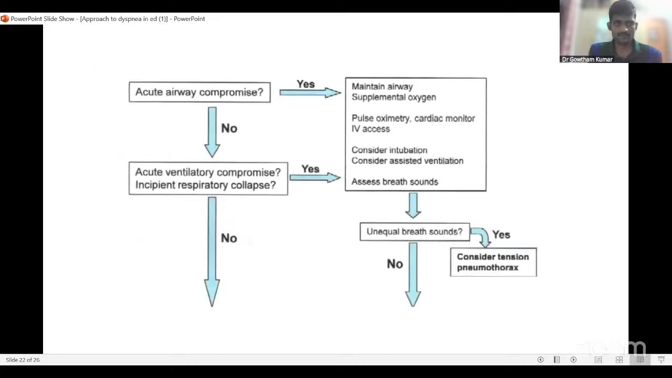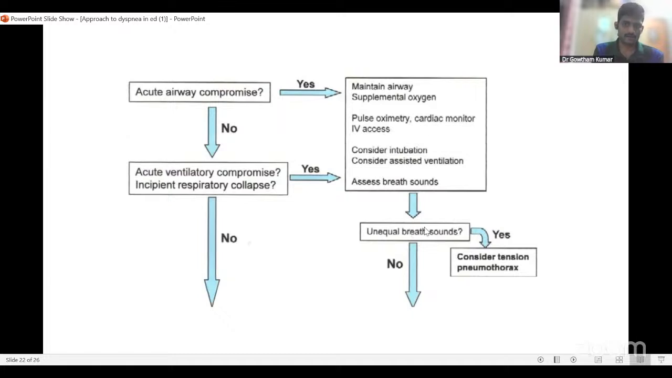This is the summary. Someone with breathing difficulty: check whether the patient has airway compromise. If yes, maintain the airway, supplement oxygen, connect the monitor, check SpO2, check for any arrhythmia, check the BP. If everything is stable, let's go to the next step. If there is any acute ventilatory compromise, then again go for ABC.